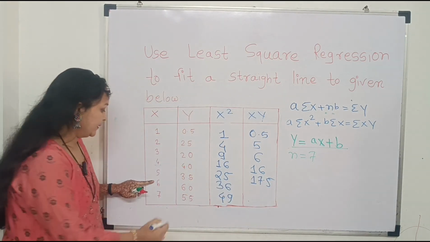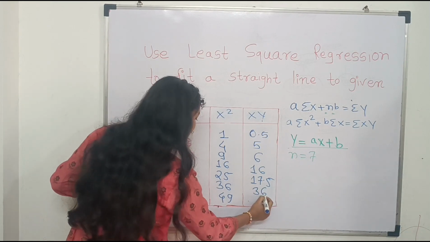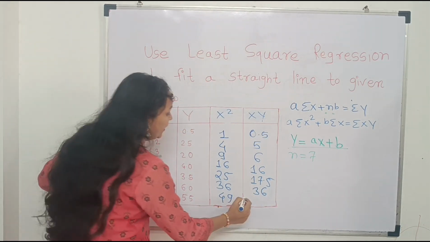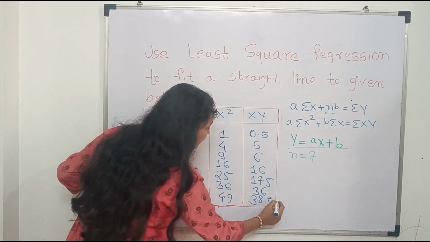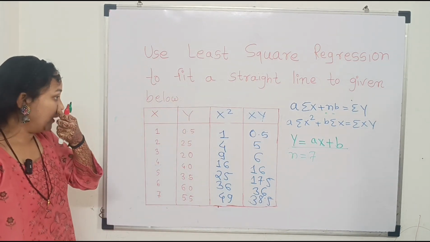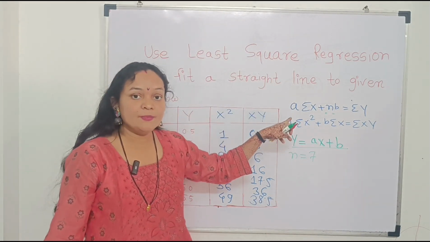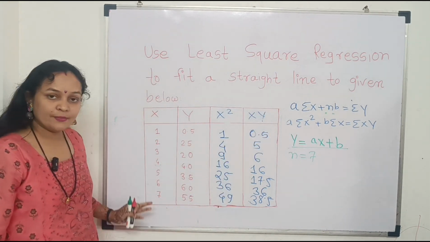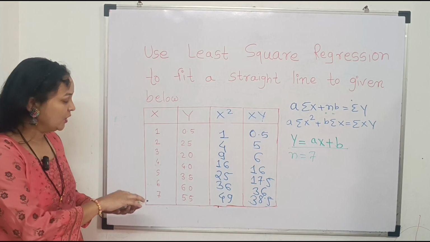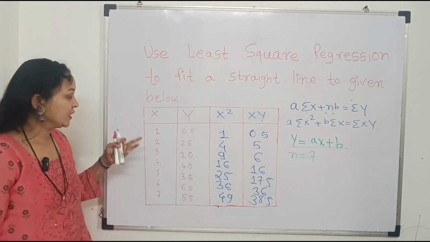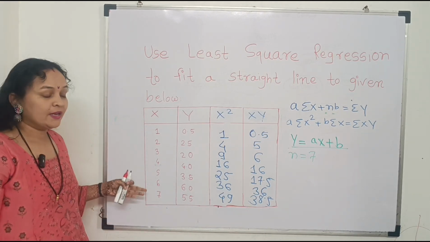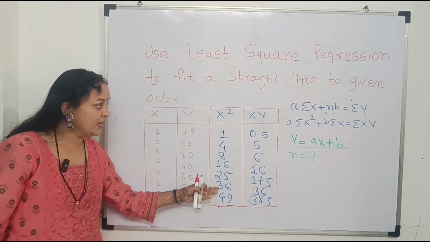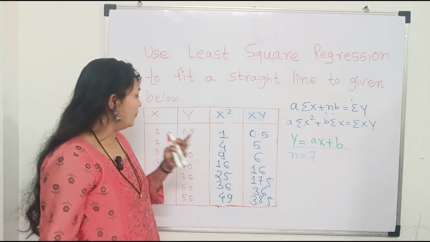6 multiplied by 6 becomes 36. And 7 multiplied by 5.5 becomes 38.5. Right. Now, as per the desirable form of the equation, you are supposed to consider the summations of all of these. So simply you can take the summation of x, the summation of y, the summation of x square, and the summation of x and y.